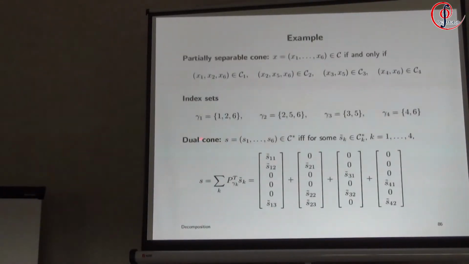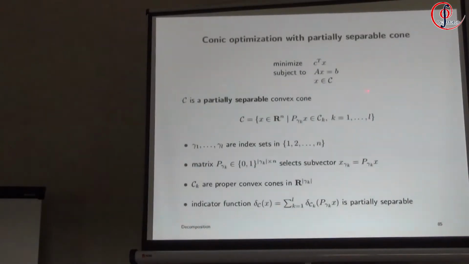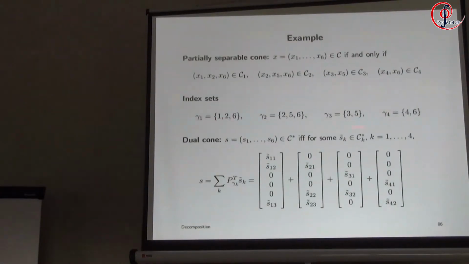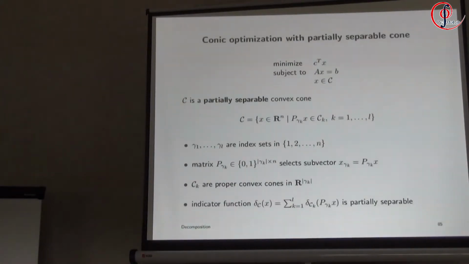If these are disjoint, if it's a partition of x, then it's just a separable cone. It's equivalent to independent constraints on different independent subvectors. But that's not what we assume here. Here we assume that the subvectors can overlap, so that's why we call it partial separability. Different overlapping subvectors of x must satisfy certain conic inequalities, and we call that partial separability.